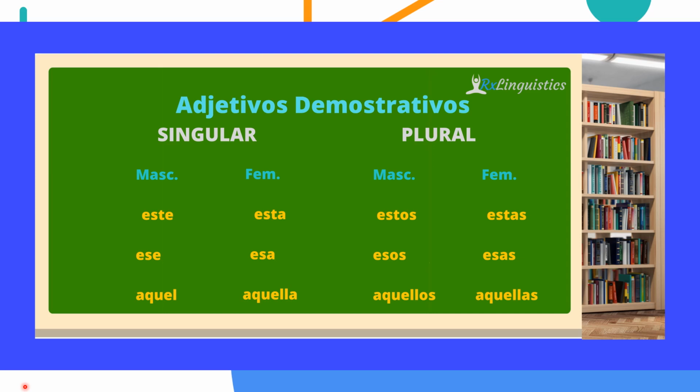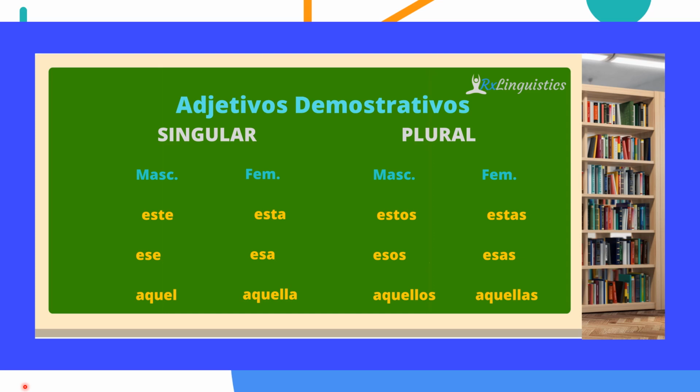What exactly are demonstrative adjectives? In English, demonstrative adjectives are this, that, and that over there. So those are the three core. But they also have the plural form: these, those, and those over there.